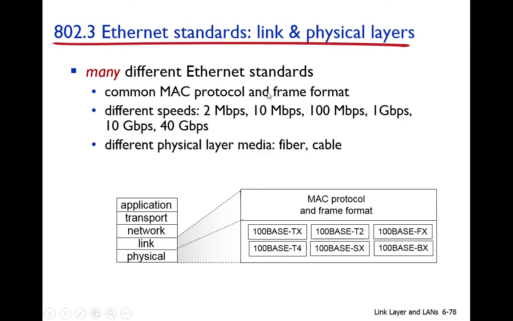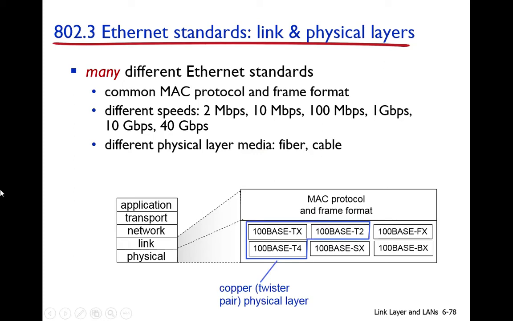Okay, the Ethernet standards are different. They are also called 802.3 Ethernet standards. 802.3 means it is for wired LAN. There are different standards like 100BASE-TX, 100BASE-T4, 100BASE-T2, 100BASE-SX, 100BASE-FX, 100BASE-BX. So we have many different Ethernet standards. They have a common MAC protocol and frame format. However, their speeds are different, for example 2 Mbps, 10 Mbps, 100 Mbps, 1 Gbps, 10 Gbps, or 40. And they have different physical media types, for example fiber optic or cable.